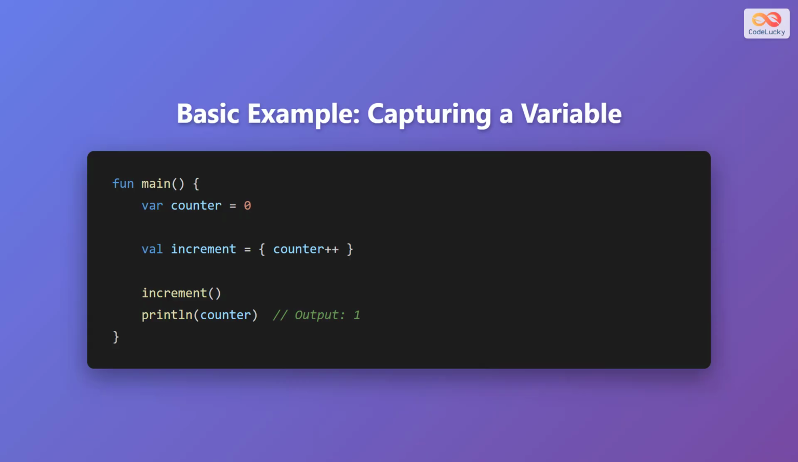Let's look at a simple example. Here we declare a mutable variable called counter and initialize it to 0. Then we create a Lambda called increment that increases the counter by 1. Notice that the Lambda doesn't take any parameters, but it can still access and modify the counter variable. When we call increment and then print counter, we see the output is 1. The Lambda captured the counter variable and modified it.